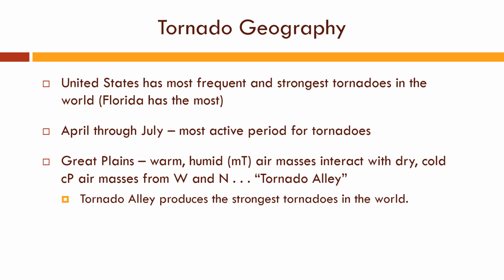Geographically speaking, in the United States, our hotspot has traditionally been the Great Plains states. That's because in this area, especially at the time of year when we see those tornadoes forming, we have those warm, humid, maritime tropical air masses coming up from the Gulf of Mexico interacting with dry, cold, continental polar air masses sweeping down from Canada. We call this area Tornado Alley. Tornado Alley produces the strongest tornadoes in the world.